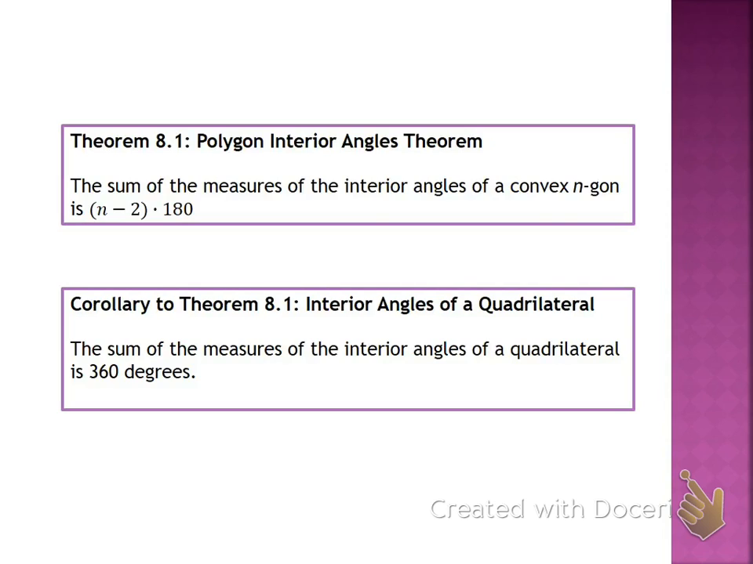A corollary to that would be the interior angles of a quadrilateral, which some of you may have already known. The sum of the measures of the interior angles of a quadrilateral is 360 degrees. They came up with that because a quadrilateral has how many sides? 4 minus 2 is 2, times 180 is 360. So usually we just have it memorized that there are 180 degrees in a triangle, 360 degrees in a quadrilateral. The ones beyond that, yes, you could memorize them, but usually we just fall back on the formula.